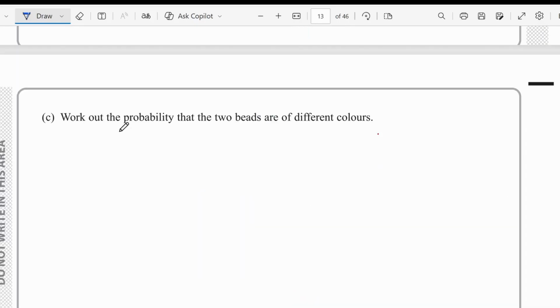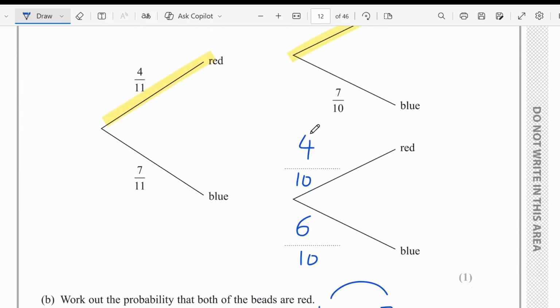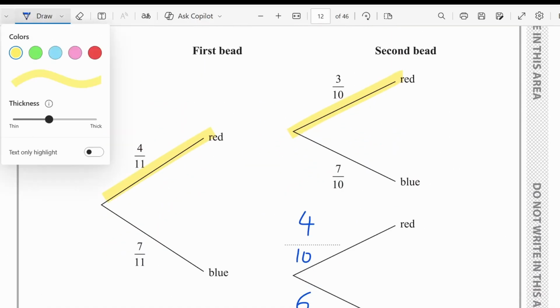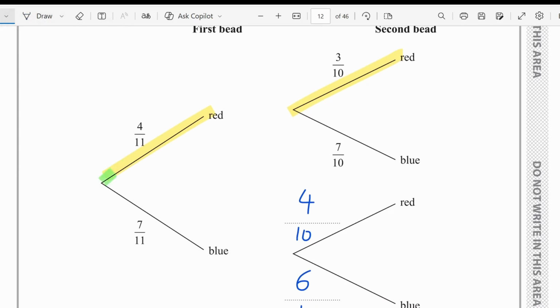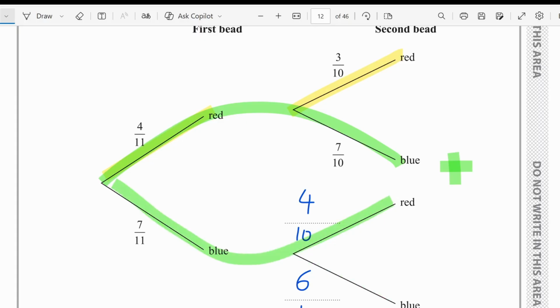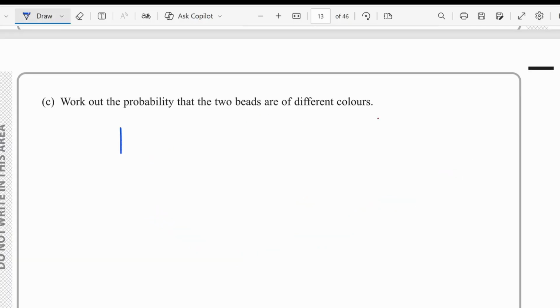Next part is: work out the probability that the two beads are of different color. For this one, different color means first can be red and the second can be blue, or, meaning plus, first can be blue and second can be red. So we are going to add these probabilities. Probability of first red then blue, plus probability of first blue then red.